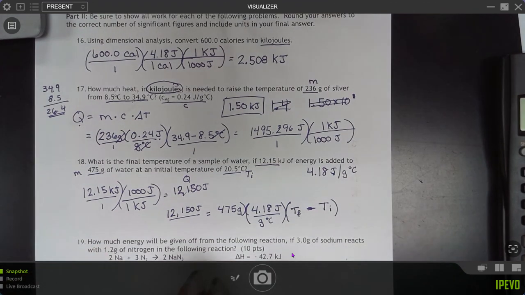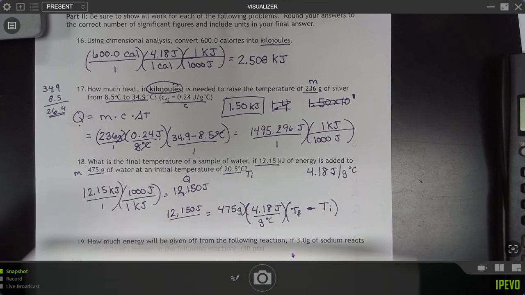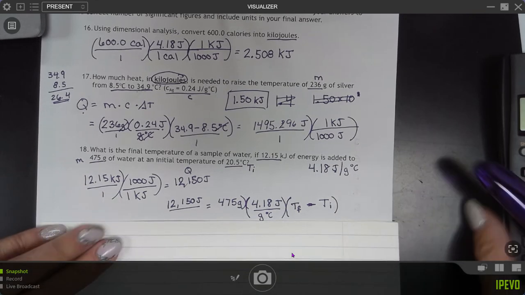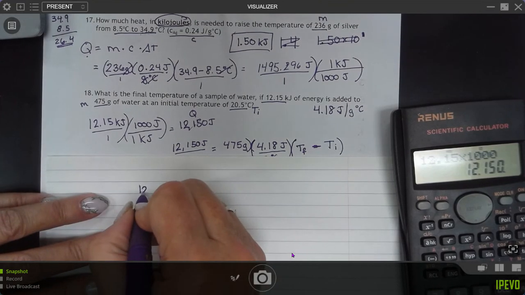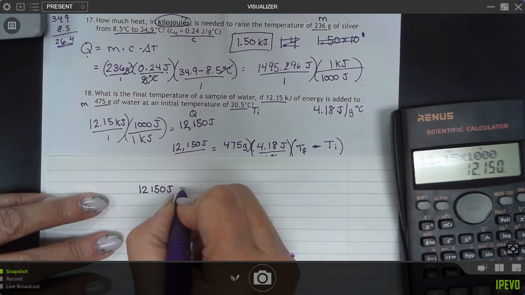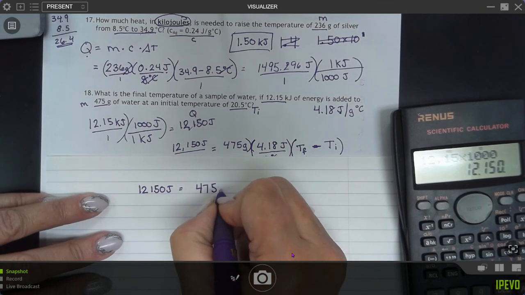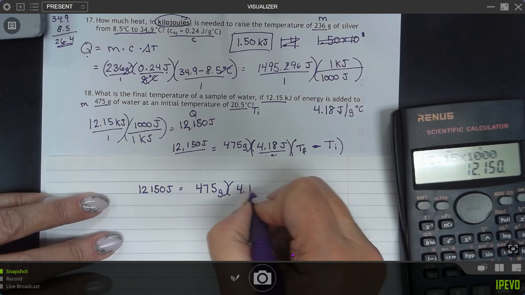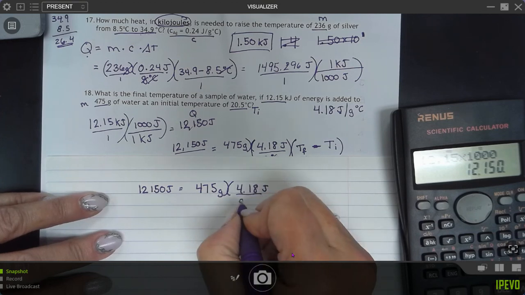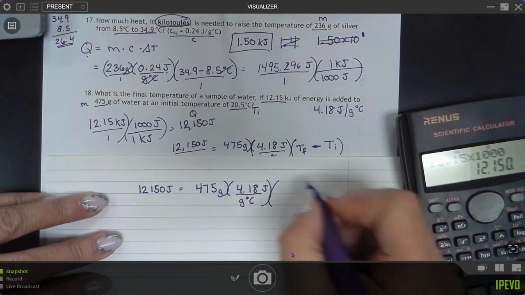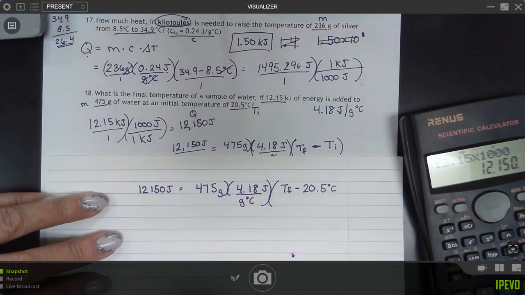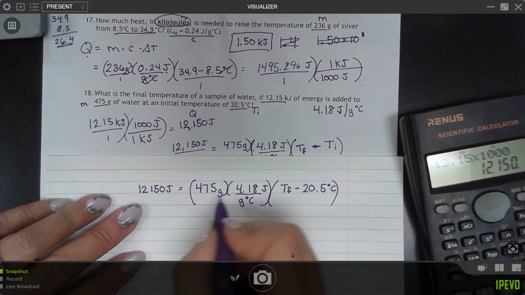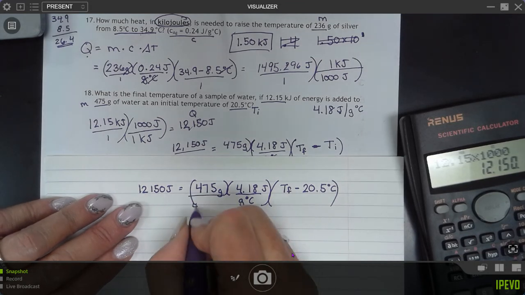Okay, now I need another piece of paper. I didn't leave myself enough room. So I've got this equation here. What I'm going to do, so let me rewrite this. 12,150 joules is equal to 475 grams times 4.18 joules per gram degrees Celsius times T final minus 20.5 degrees Celsius. Okay, so what I'm going to do is divide both sides of my equation by 475.